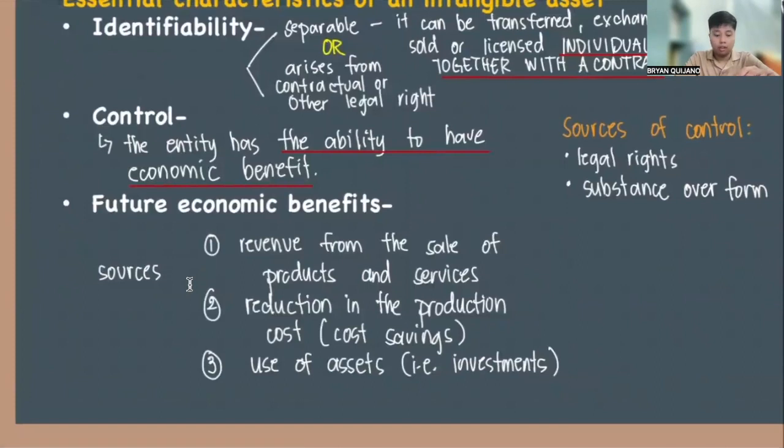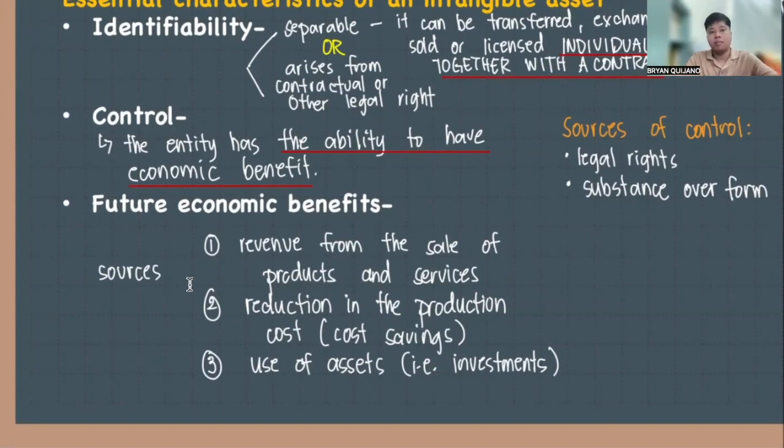Let us talk about the future economic benefits. First, the common one, is that you will earn revenue from the sale of products and or services. The second one is to reduce the production cost. If you can reduce your cost, then you can earn savings. The last one is for you to use the assets.